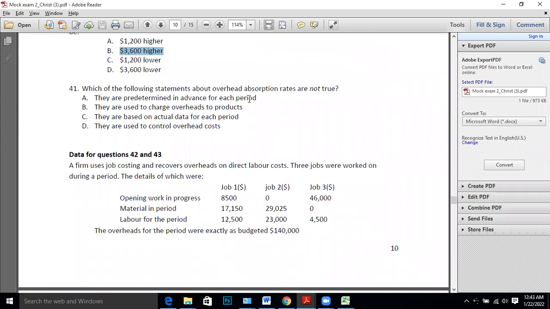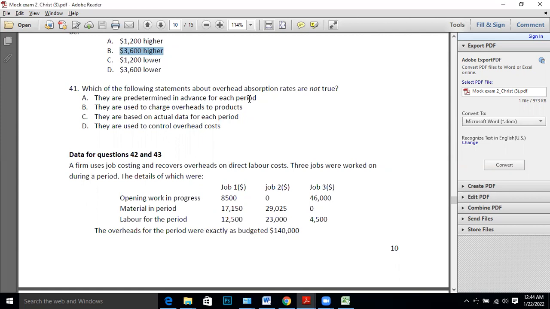Which of the following statements about overhead absorption rates are not true? They are predetermined in advance for each period. That's right, because overhead absorption rate means budgeted overhead divided by budgeted activity level. That's the right statement. They are used to charge overheads to products. Correct. Using OAR only you charge the overheads to products, services, and components. They are based on actual data for each period. Wrong. That is based on budgeted data.